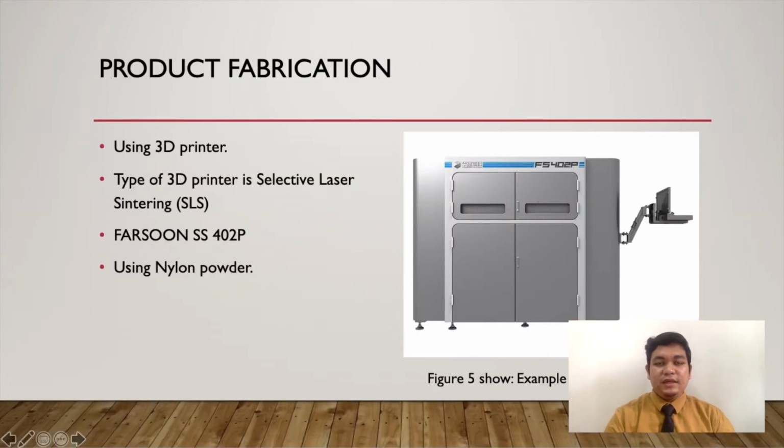After making a material selection, we move to the product fabrication. For the product fabrication, I will use a 3D printer, SLS or selective laser sintering. For the model of the 3D printer, I will use the Farsoon SS402P that is available at the FTKMP, and the material is nylon powder.